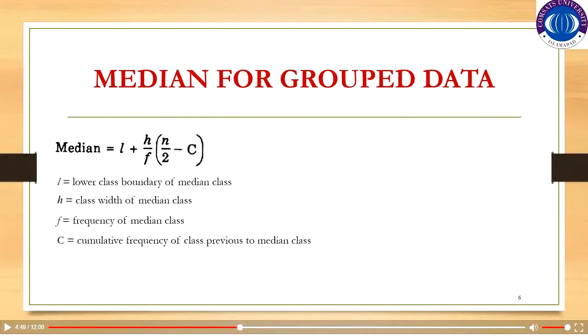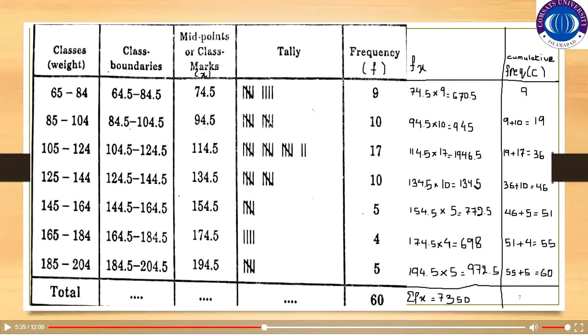The second measure is median for the group data. Median, as we have learned in the previous part, is the middle value that divides data set into two halves. For group data set, the formula to be used is L plus H by F into N by 2 minus C. Before going to describe what is L, H, F and C, we will see what is cumulative frequency.